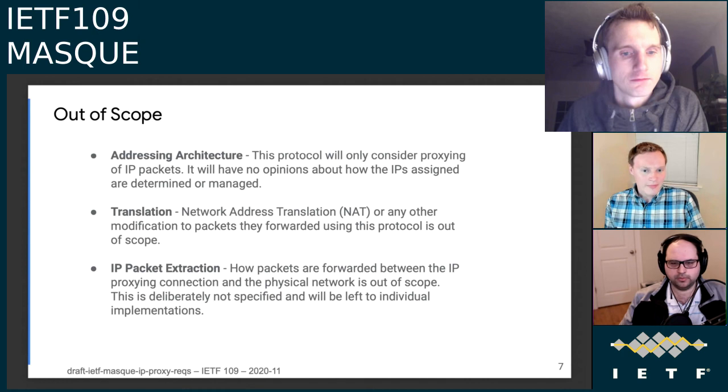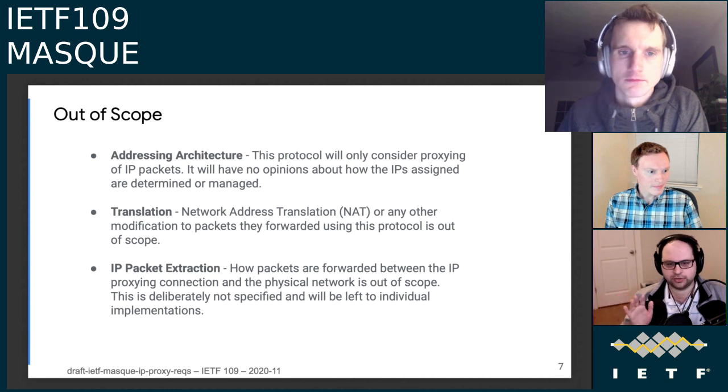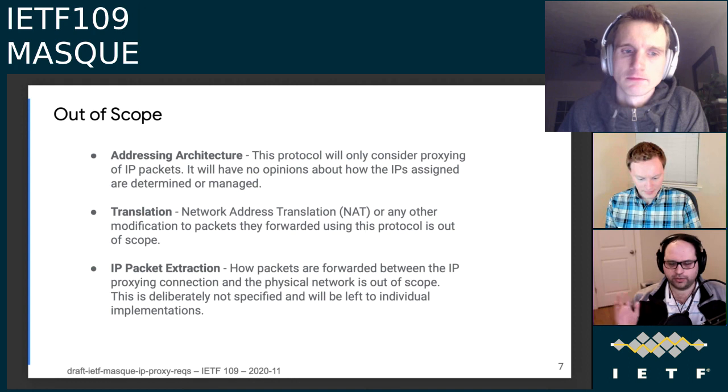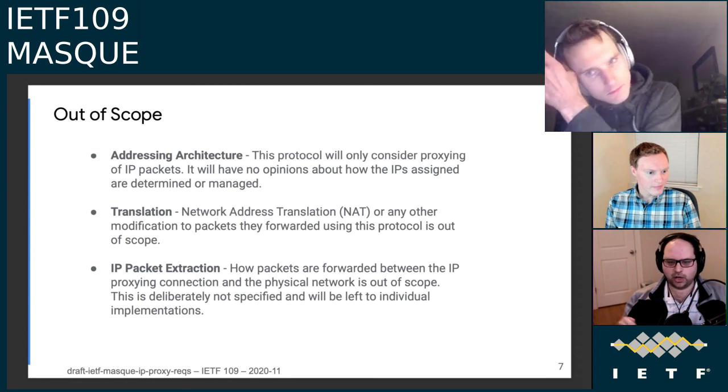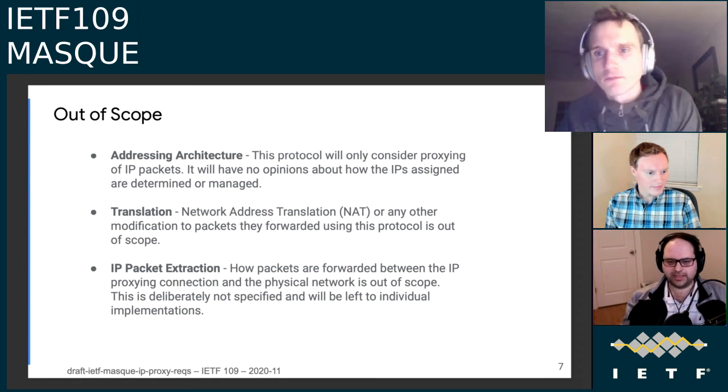Things out of scope. This is just a recap. We're not going to talk about how you assign IP addresses to your endpoints. We simply say that there is some mechanism, because I don't think the protocol itself needs to be concerned with it. We're not going to include any sort of network address translation or modification of packets that are forwarded in scope here. In this particular thing, I think there's enough prior art on how to do that. We're also not going to talk about how you actually get IP packets off of the physical network. That's an implementation detail.